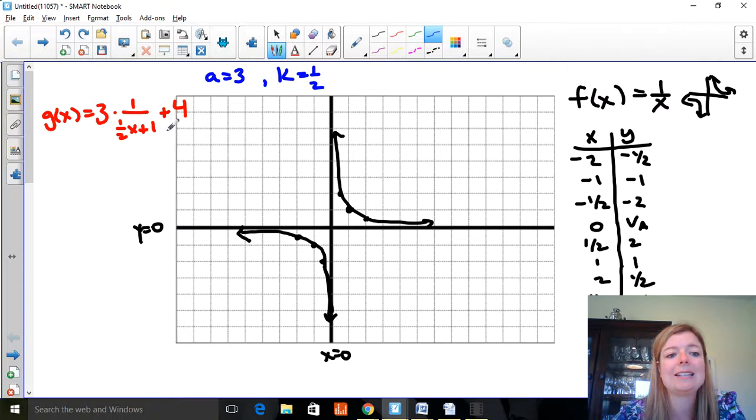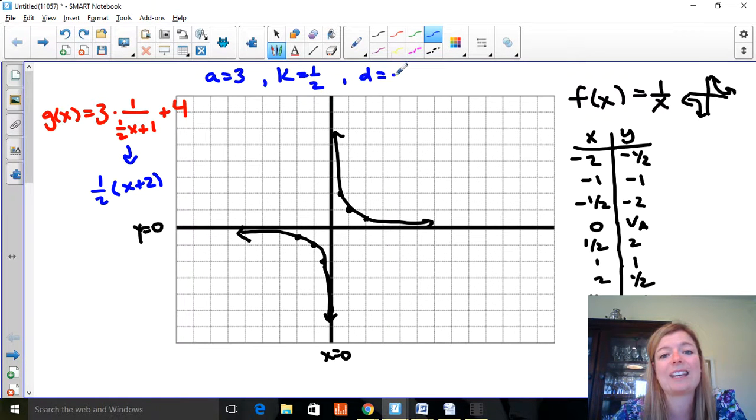Now, d is not equal to 1. We have to factor out k to see what d is equal to. So 1/2 (x plus 2), right? Because think about it, to multiply back to x plus 1, you would be 1/2 times x and then 1/2 times 2 to get this 1. So my d value is actually -2. Okay, and my c value is 4.